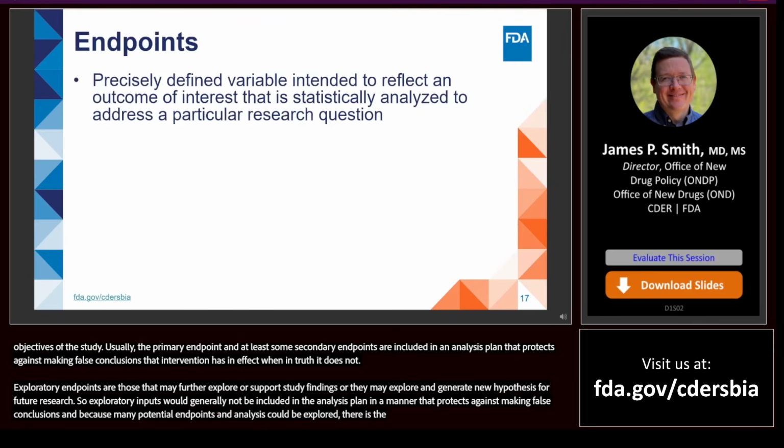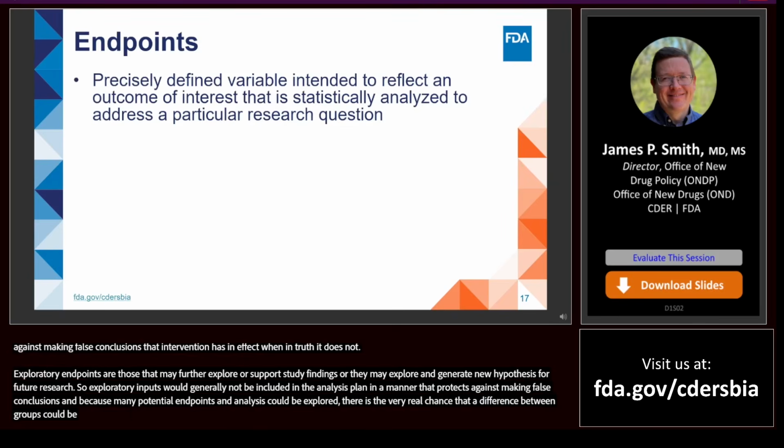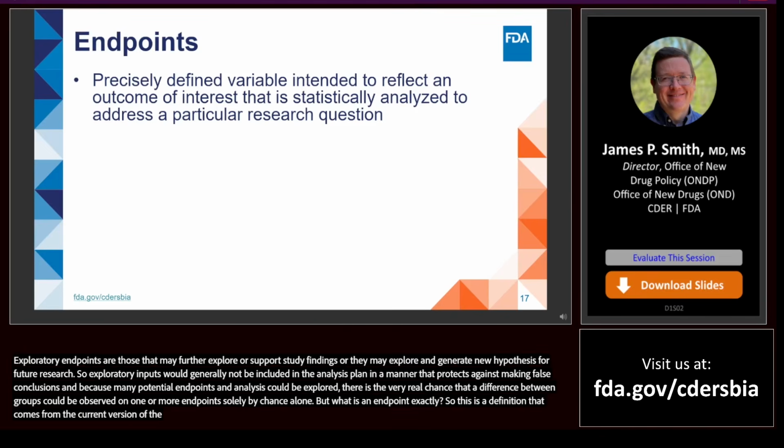But what is an endpoint exactly? So this is a definition that comes from the current version of the FDA NIH BEST resource. BEST stands for Biomarkers, Endpoints, and Other Tools. So an endpoint is a precisely defined variable intended to reflect an outcome of interest that is statistically analyzed to address a particular research question.